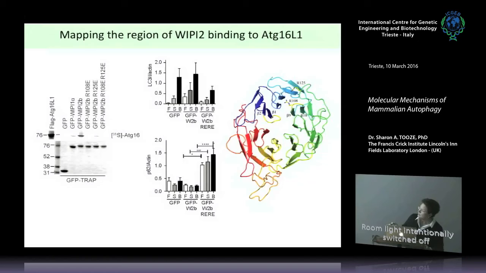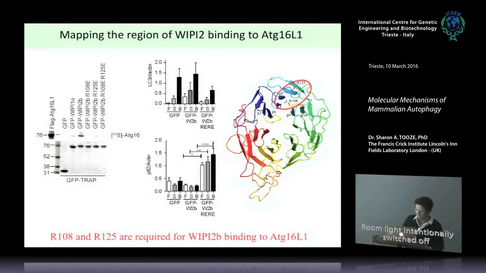If you measure degradation of cargo, in fed cells you get a decrease in P62, which is lessened when you knock down WIPI2. The P62 degradation is increased when you express WIPI2, but not GFP. And when you express the mutant of WIPI2, which can't bind ATG16, you see a massive accumulation of P62. So the conclusion from these experiments was that arginine 125 and 108 are required for WIPI2 binding.